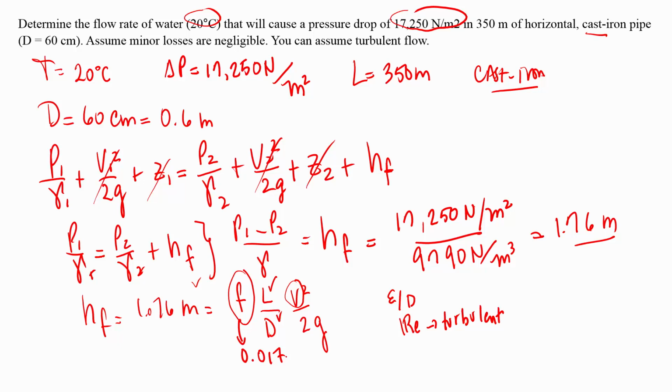Okay, so now I calculate the velocity. So I solve for the velocity because everything else is known. Take a break from the video and make sure that you can do the calculation, and the velocity that I obtain is 1.87 meters per second.